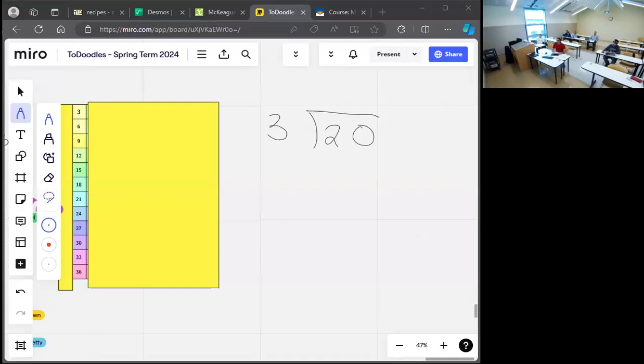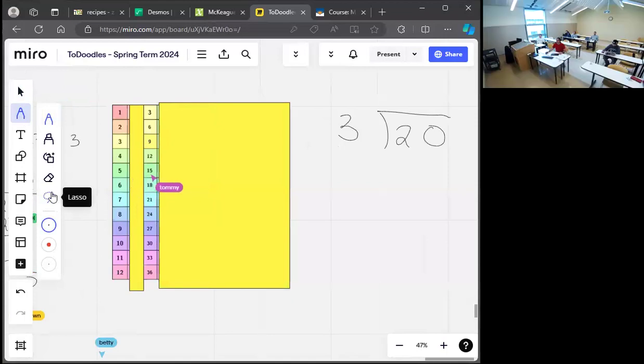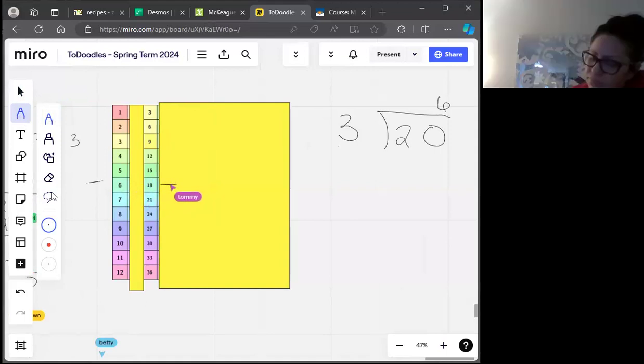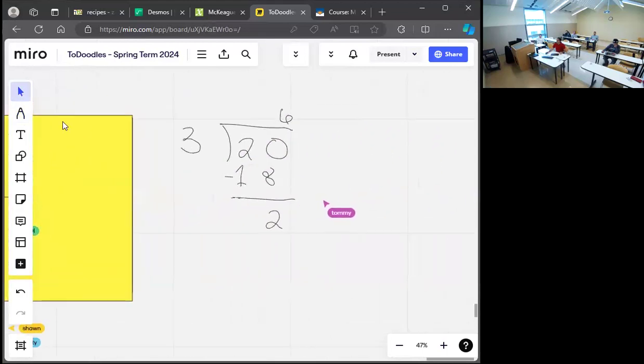That's the remainder. So let's see what that looks like on paper. What's the number in the threes column that's as close to 20 as we can get, but not 20? 18. 3 times 6 is 18. And then 20 minus 18 is 2. So what that's saying is each person got 6 cards, but there were also 2 cards that were left in the dealer's hands that nobody got. We can't share those fairly.